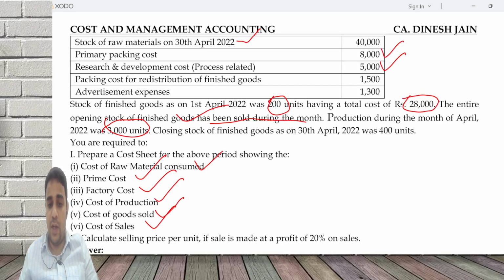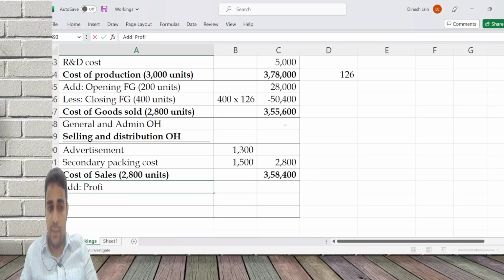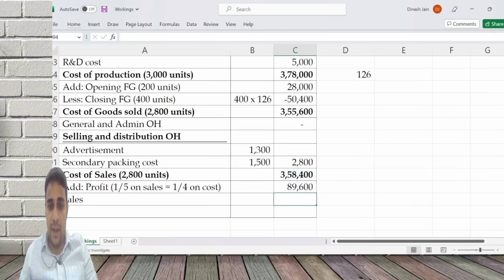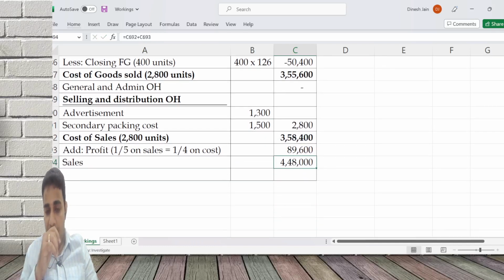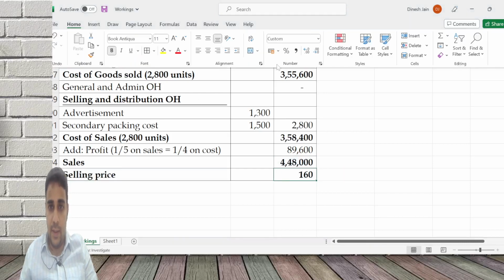And selling price, if you want a profit of 20%, add profit to get sales. Profit is 1 by 5 on sales, 20% equal to 1 by 4 on cost. 1 by 5 on sales equals 1 by 4 on cost. Selling price, divided by 2,800.